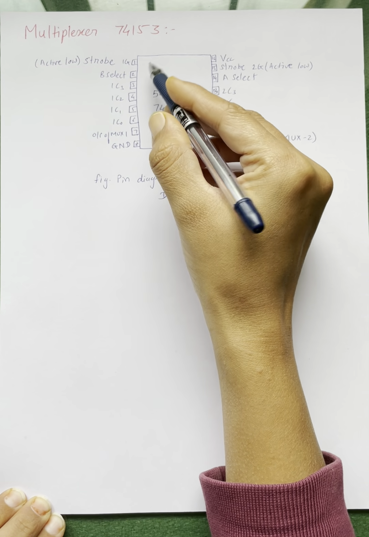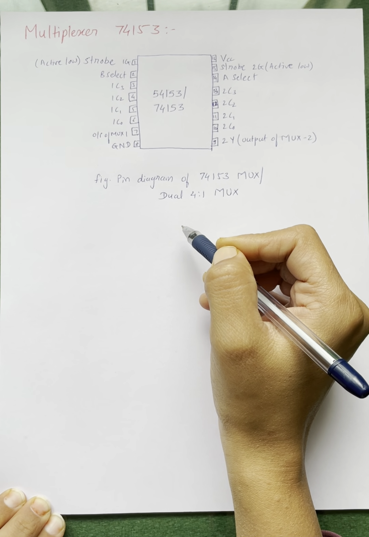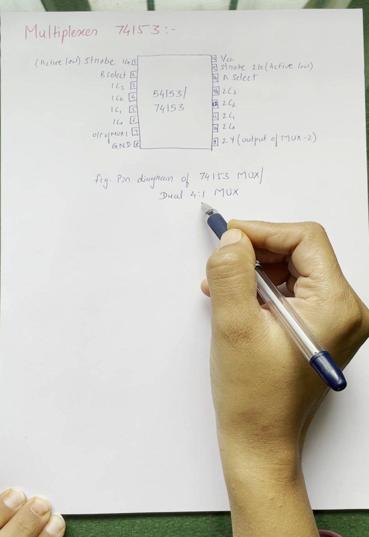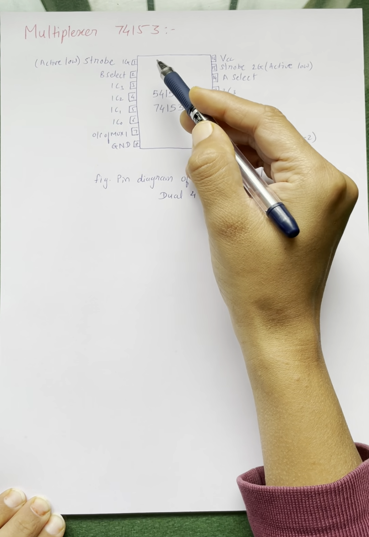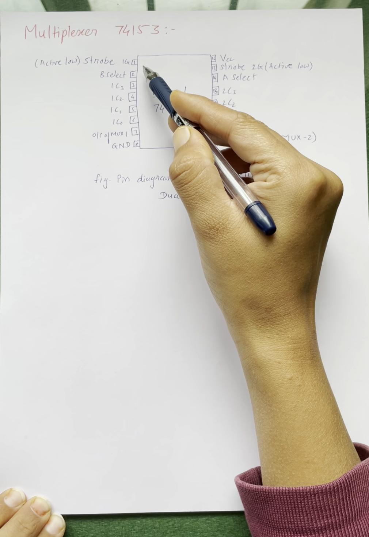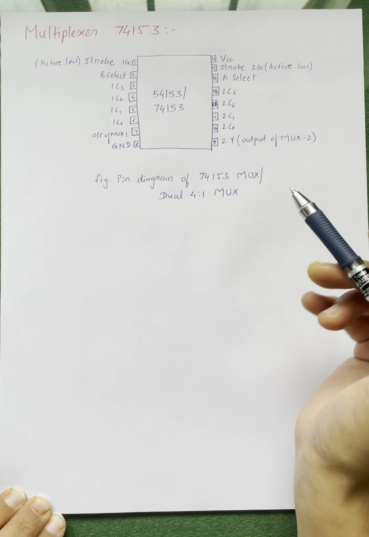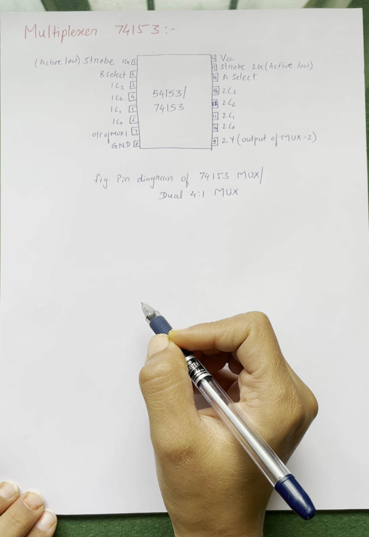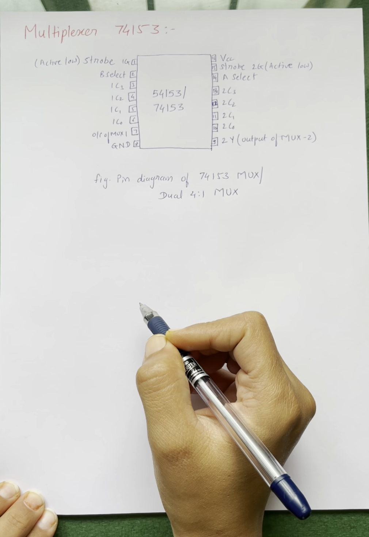You can see here the block diagram of IC 74153, or simply the dual 4:1 multiplexer IC, also called the pin diagram. This 74153 IC has 16 pins, 8 pins on the left hand side and 8 pins on the right hand side. These pins are divided into two parts for mux 1 and mux 2. How? I will tell you.